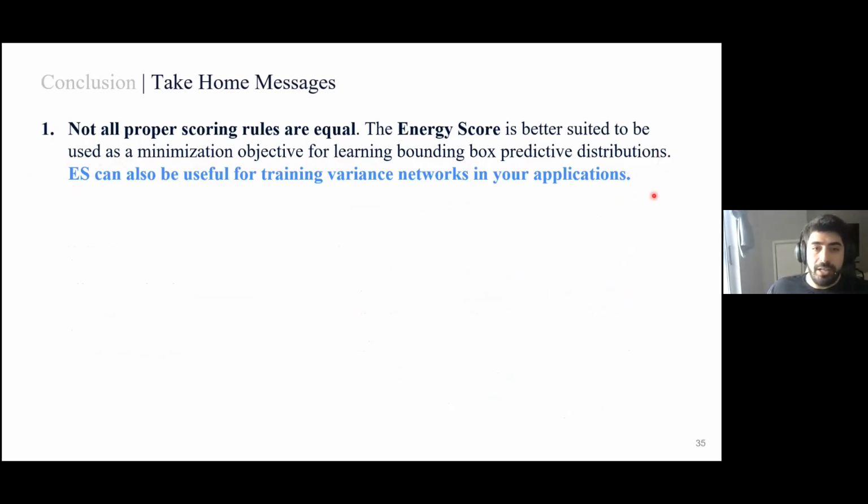Some of my lab mates are already using this, and it has been shown to be more stable than the negative log likelihood, and it produces better results than the negative log likelihood on applications other than object detection.